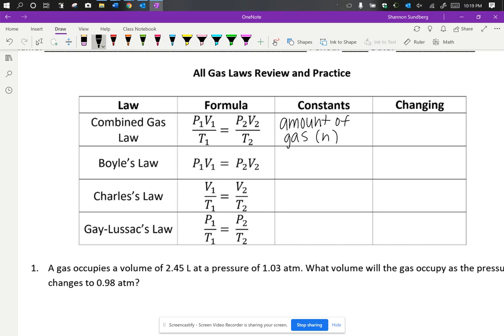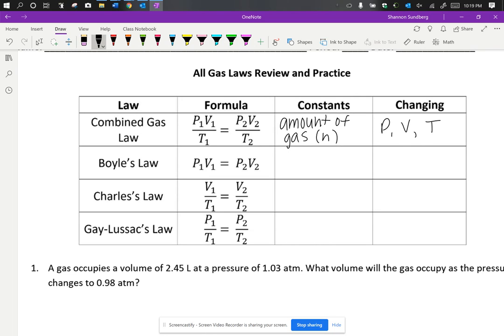Okay, the variables that are changing, well, those are the things that are in the equation. So pressure is changing, volume is changing, temperature is changing. Okay, next one, Boyle's law.